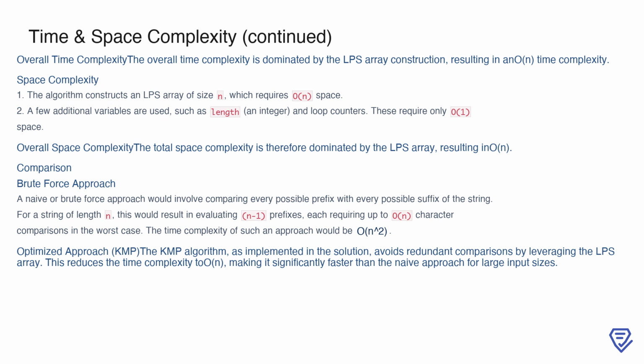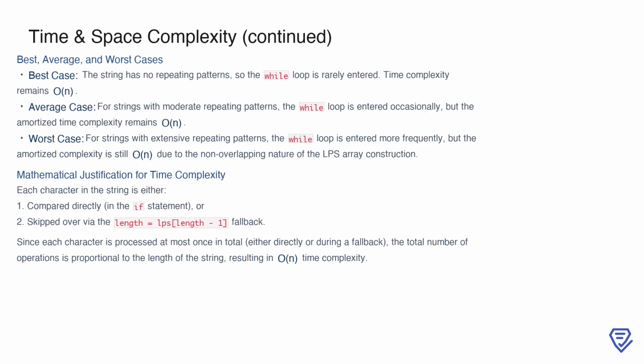This optimization makes the KMP-based solution far more efficient, particularly for large input sizes. Let's now consider the time complexity across different scenarios. In the best case, the string has no repeating patterns, so the while loop is rarely triggered. Even in this case, the complexity remains O(n).